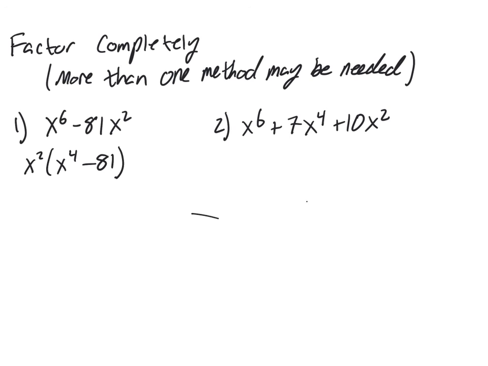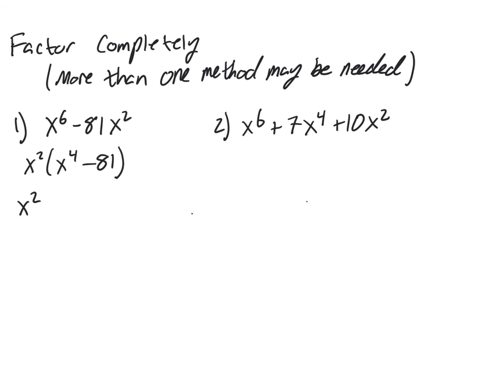So in this case, I'm going to factor out a GCF of x squared first. And then you want to look at this and determine, are you dealing with a binomial or a trinomial? So in this case, I'm dealing with a binomial. The only way I currently know how to factor a binomial is if it is a difference of two squares, and this is, right? So I can factor it.